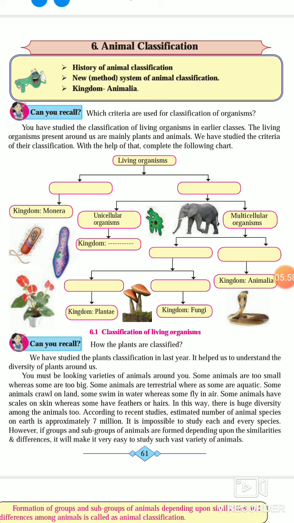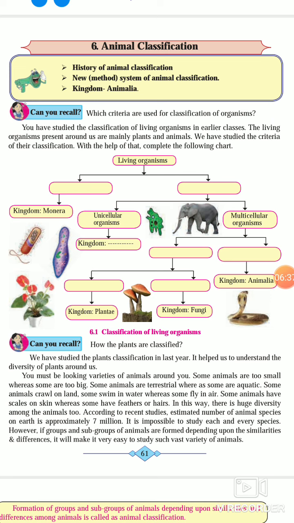Some animals have scales on their skin, or some animals have feathers or hairs on their skin. On this basis also we can classify the animals, such as scaly animals, like lizards, then snakes, and in case of feathers, Aves are there, birds, and in case of hairy animals, all mammals, including human beings, isn't it? So in this way, there is a huge diversity among animals too, as we have seen the diversity of plants, but here today we are going to see the diversity of animals.